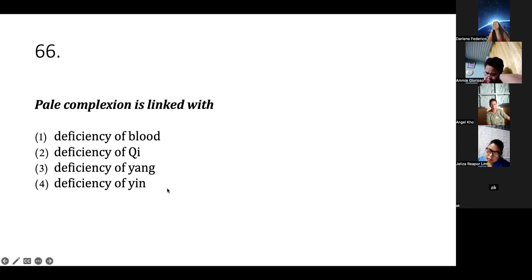Chi stagnation, as Ma'am Michelle said, the tongue is slightly red. So it's still normal. Only slightly red, not yet very red. Okay. Pale complexion is linked with deficiency of blood, deficiency of Qi, and deficiency of yang, Doc. Very good. It's repetitive, isn't it?